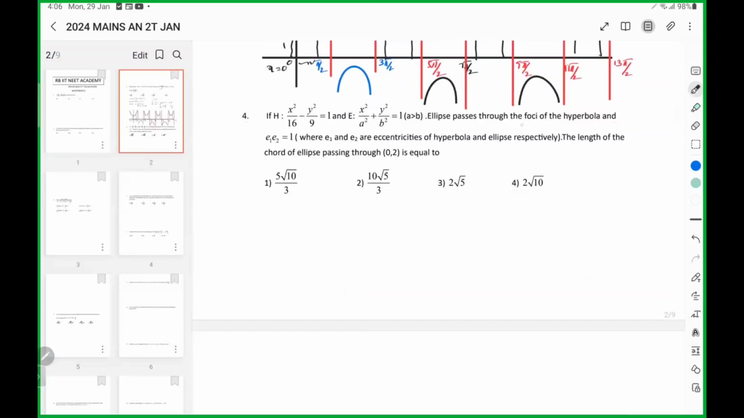Here the ellipse passes through the foci of the hyperbola. This is the ellipse, this is the hyperbola. What are the hyperbola foci? 9 equal to 16 e square minus 1, so e equal to 5 by 4. Foci will be plus or minus 4 into 5 by 4 comma 0.